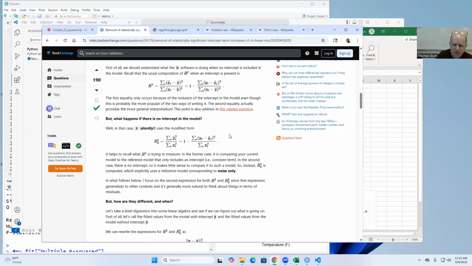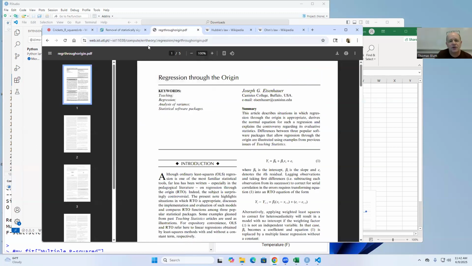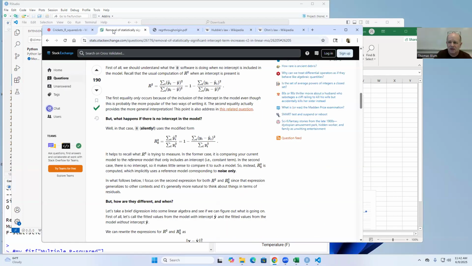So the r squared formula changes, and then here's another paper on it, giving more explanation. But they have some statistical reasons for, if there's no constant, I'm going to use a completely different formula, and that is what happened. So they changed this formula.